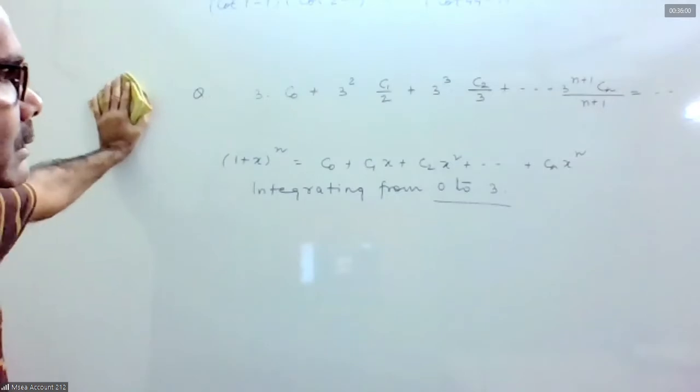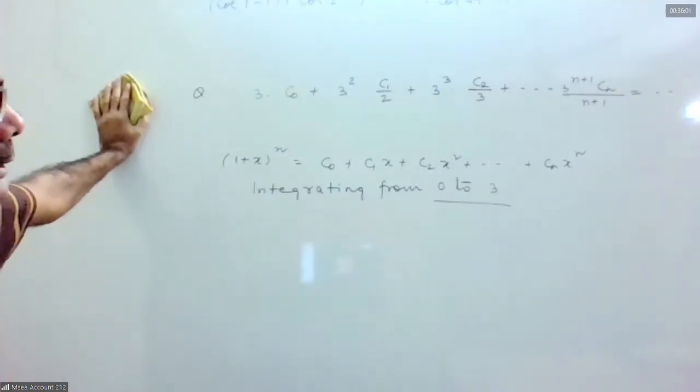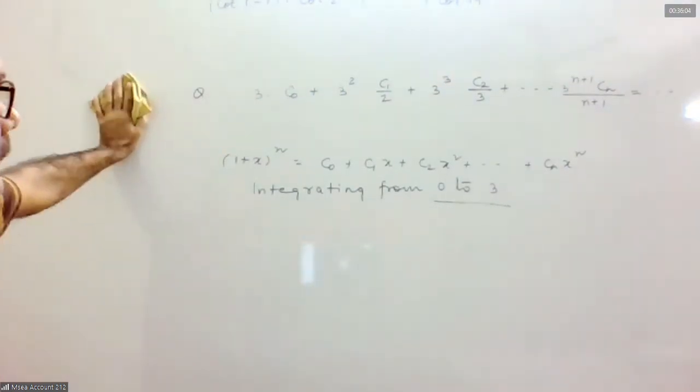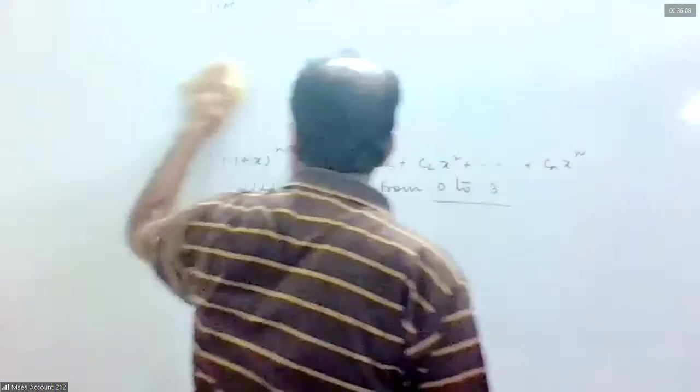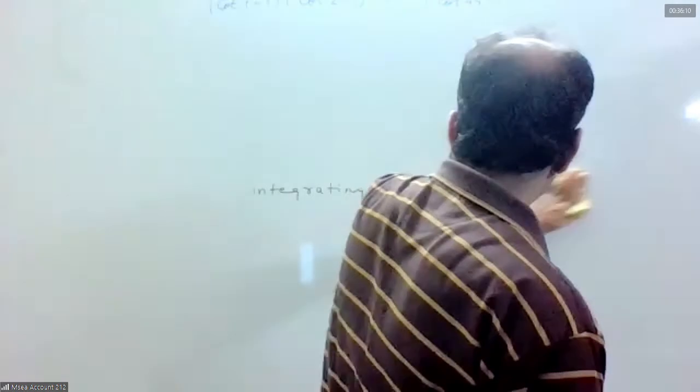So I'm rubbing it. Shall I rub it? Yes, sir. Come to the question paper, question number 8, you said. 10 and 24. 8 or 10? Which one? 10 and 24. 18 also, sir.